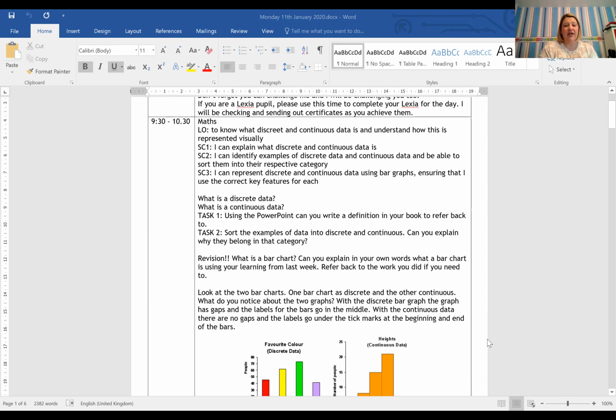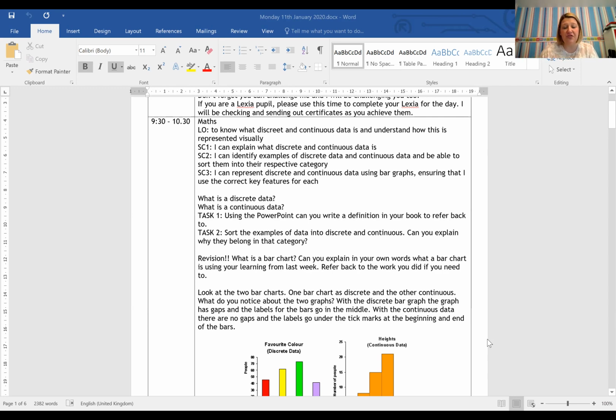And we're actually going to be looking at the two together now. So we're moving into continuous data and what that means. And we're going to understand how we can represent it visually, because depending on whether it's discrete or continuous, it can be represented in different ways, and there are different rules that we have to use when we're applying that. So success criteria 1, I can explain what discrete and continuous data is.